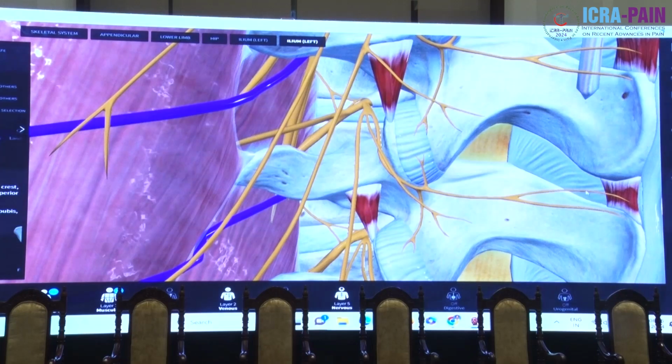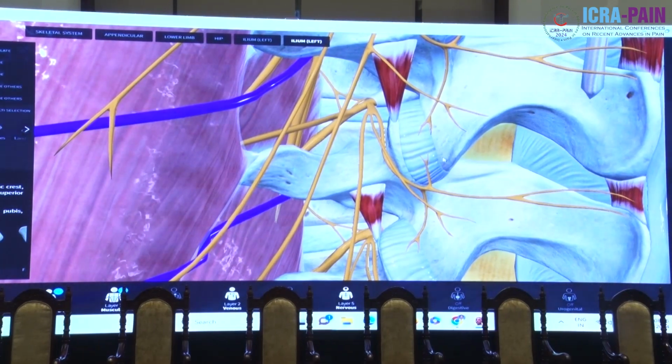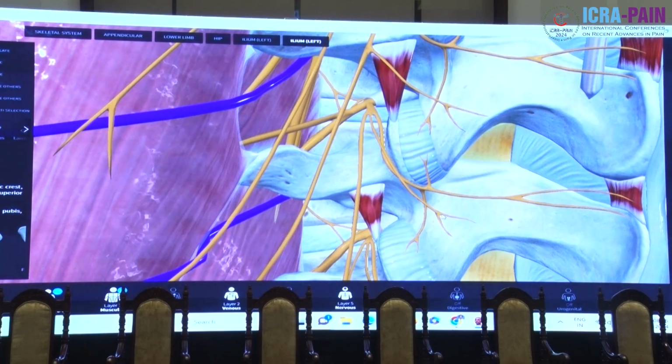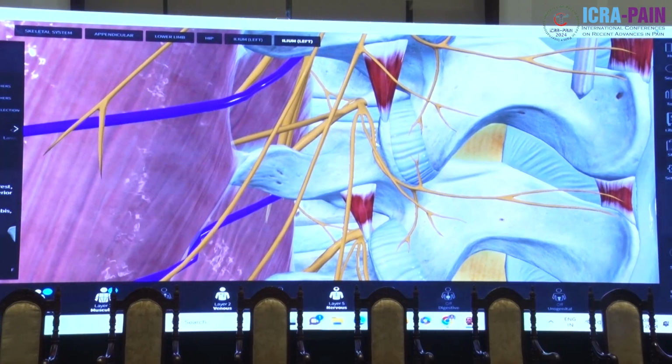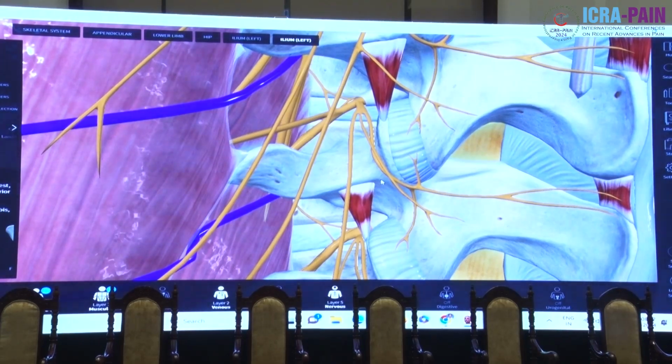See, this branch is going to supply in between the two spinous processes. And branches are going to the above facet joint, below facet joint, and the muscular branch. Intermediate branch is very tiny, and it supplies a muscle. What is that muscle?